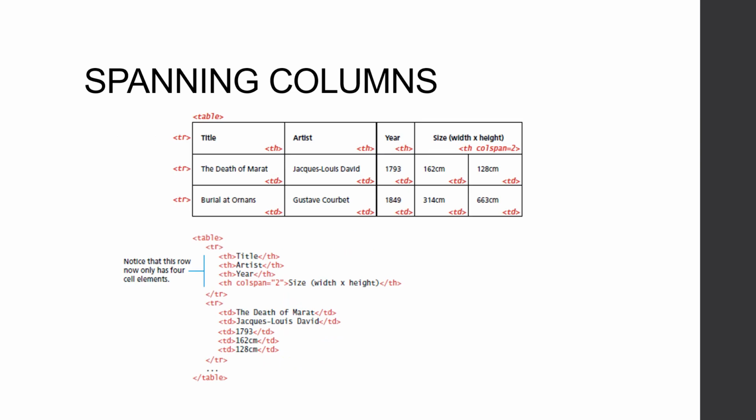So spanning columns. Here we are merging columns. For that we are using colspan is equal to 2. As we are merging two columns here, we write 2 here, and this is the code for the above mentioned table.